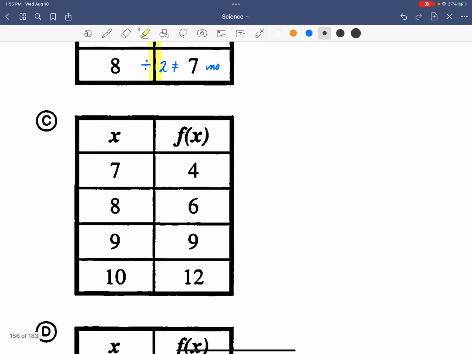This one, again, we're looking at what's happening between the columns. And I have 7 to 4, so I would be subtracting 3. That's going to be fine. 8 minus 3 does not equal 6. 9 minus 3 does not equal 9. And 10 minus 3 does not equal 12.